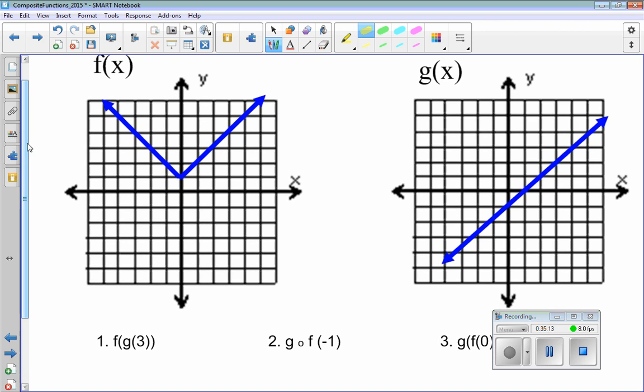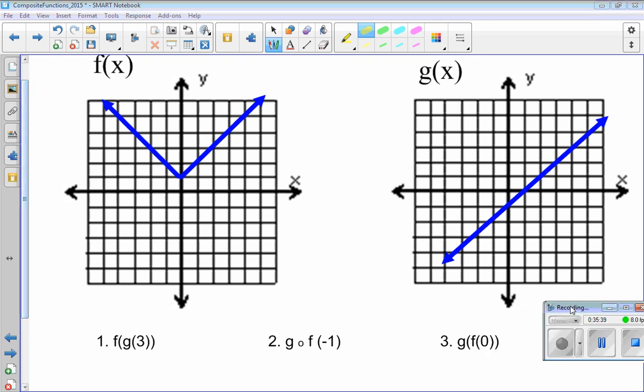And let's look at these two functions from a graph standpoint. What do you recognize f of x to be, the shape of the graph? What kind of a function is it? Absolute value. Very good. It's an absolute value function. It's that v function. Okay? And then g of x is just a what? It's a line. Good. All right.